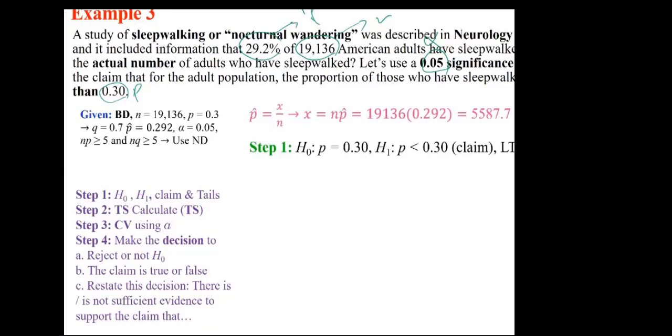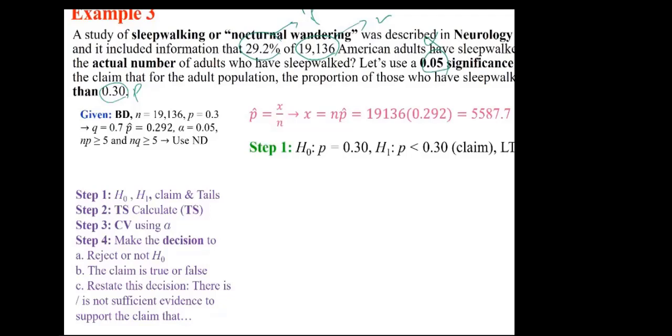Read the question. A 0.05 significance level to test the claim that the adult population, the proportion of those who have sleepwalked is less than 0.3, so that's why. And less means left tail test. The next thing is to use the top formula to come up with the test statistic, P hat minus P over the square root of PQ over N.